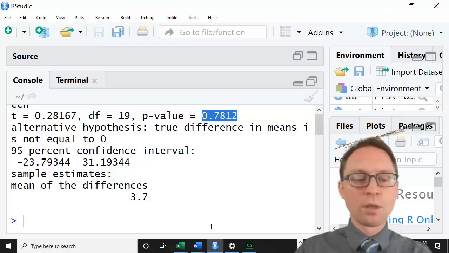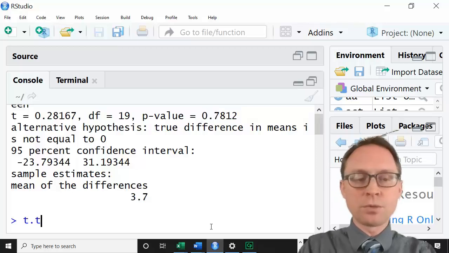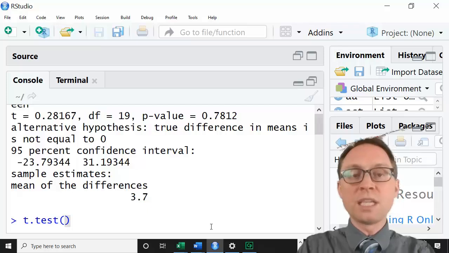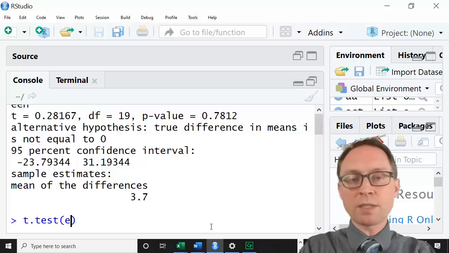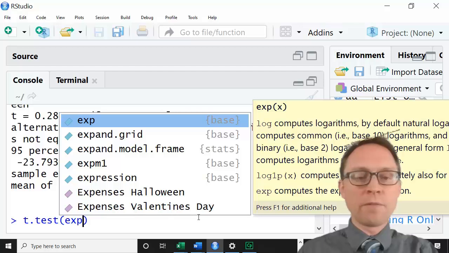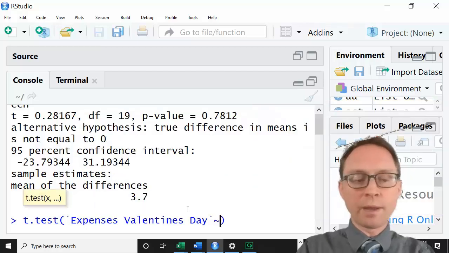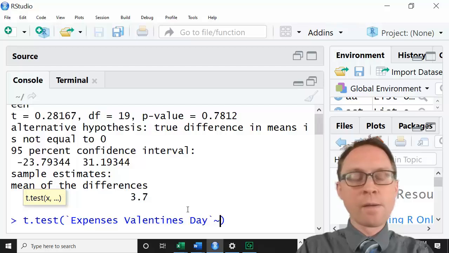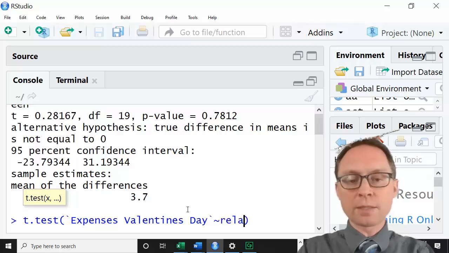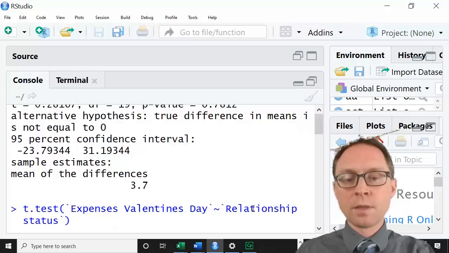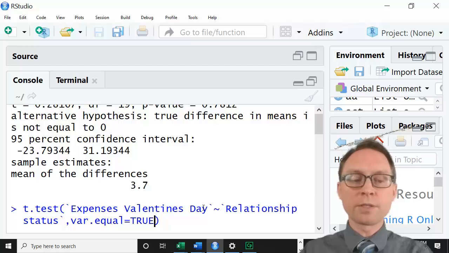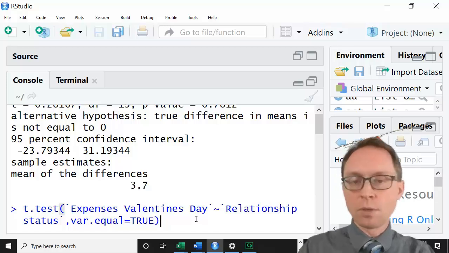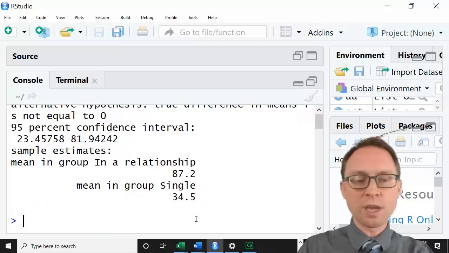In RStudio, for an independent samples t-test, you do t.test, and then you put the dependent variable first. Now, in this particular case, the dependent variable is how much money you spent on Valentine's Day. Expenses on Valentine's Day. Well, what do you want to split it by? The tilde means split it by whether or not you're in the relationship, which is relationship status. And then you need to put comma var.equal equals TRUE. You need to tell it that the variances are assumed to be equal. Otherwise, it'll give you a Welch's t-test, which is not the same thing.